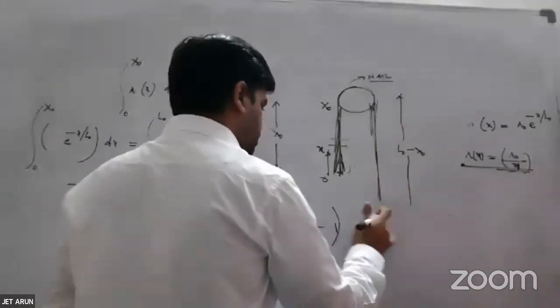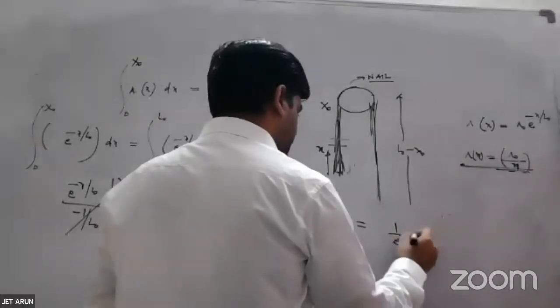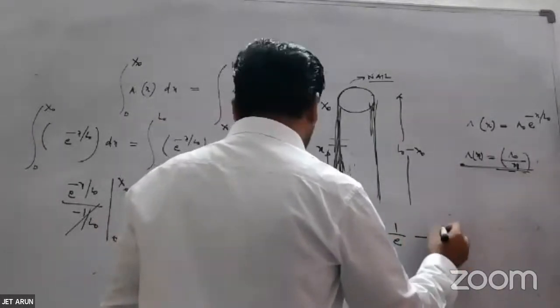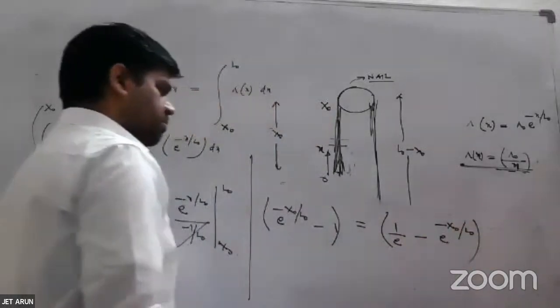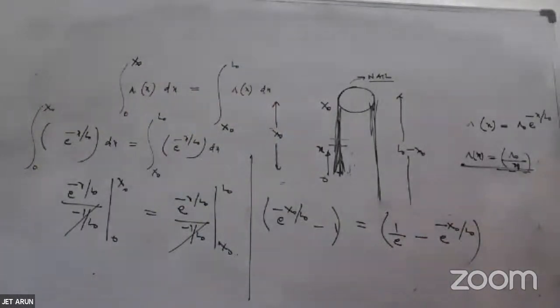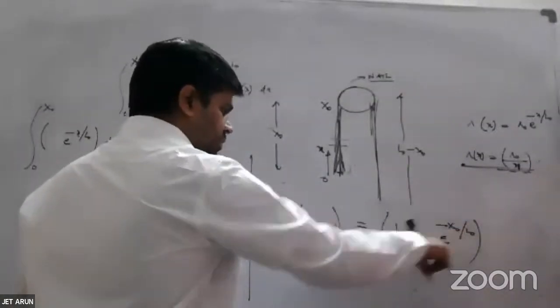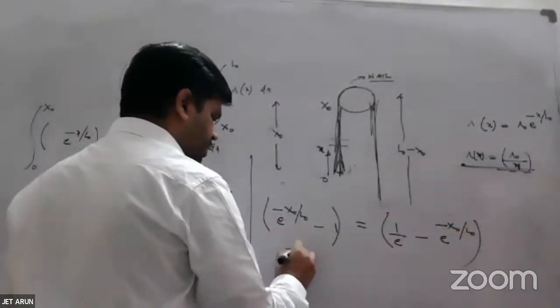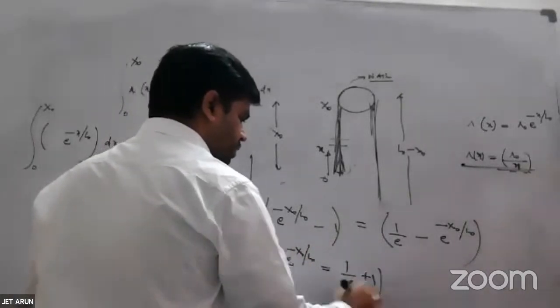This should be equal to 1 by e minus e power minus x naught by L naught. All I have to find out is x naught now. So I'm done. 1 goes this side, e power minus x naught by L naught comes here. So I'll have 2 into e power minus x naught by L naught is equal to 1 by e plus 1.